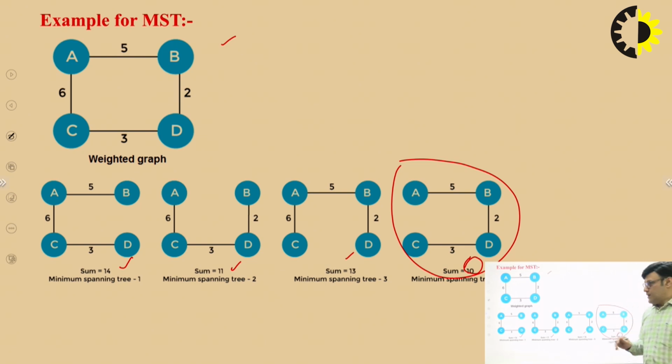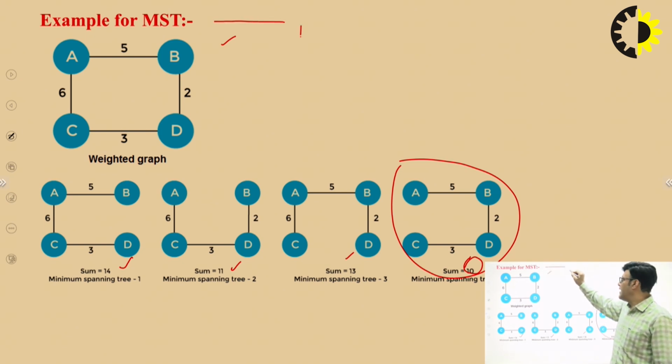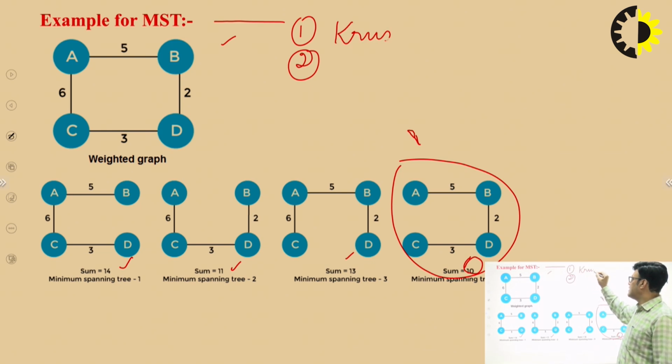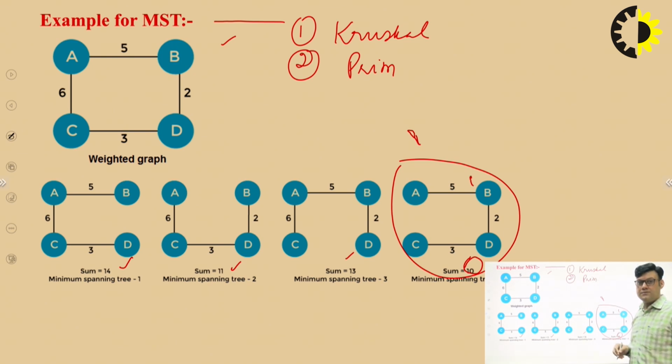Now the problem arises: how can I find which of the given subgraphs has the minimum distance, the minimum spanning tree? How do we find out? To find the minimum spanning tree, we have 2 important algorithms. That is Kruskal algorithm, and number 2 is Prim's algorithm. These are the 2 important algorithms with whose help we will find the minimum spanning tree. Okay. So both Kruskal and Prim have given their own approaches to find the minimum spanning tree.